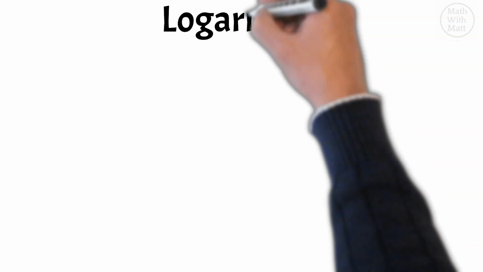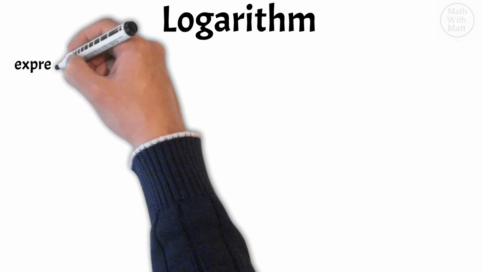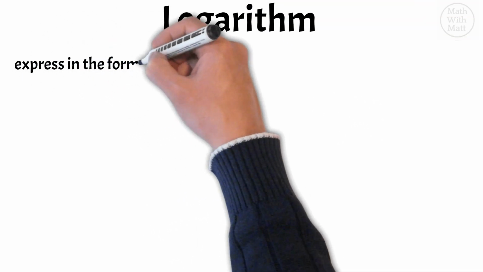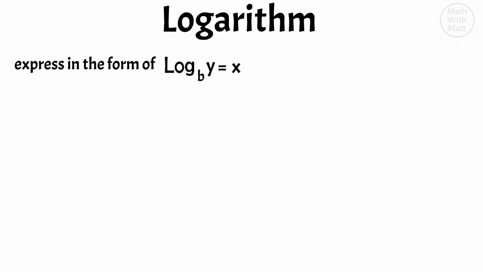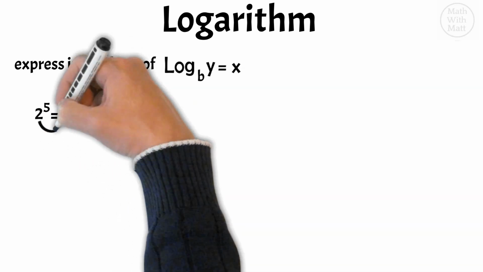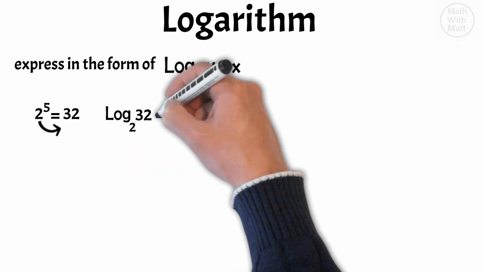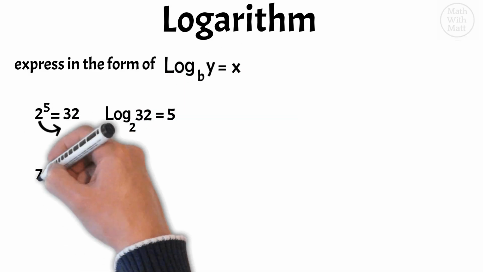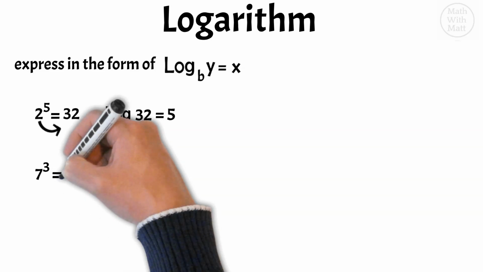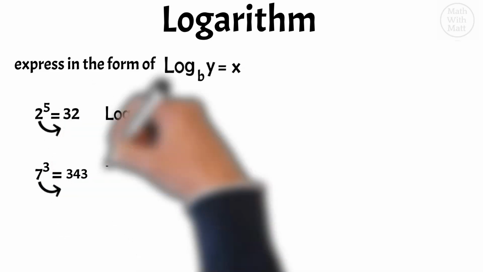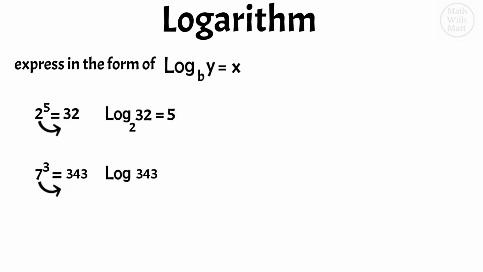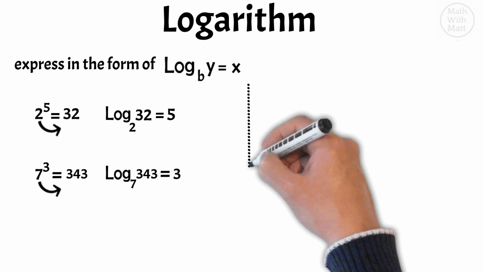Let's look at type 1 basic problems here. We have to express the given exponential function in the form of log, that is log to base b of y equals x. First, we have 2 to the power of 5, which is 32, and in log form, we get the log of 32, with 2 as its base, and 5, the answer. Another similar example we see is with 7's cube, which is 343, and in log form, we get log of 343 to base 7 and 3 as its answer.